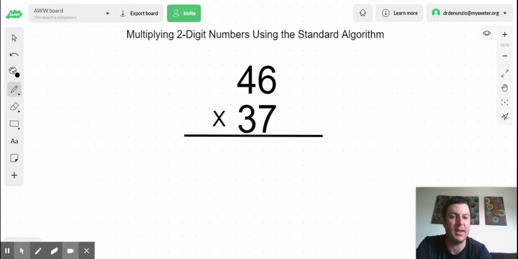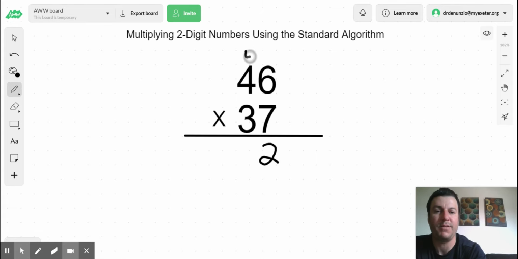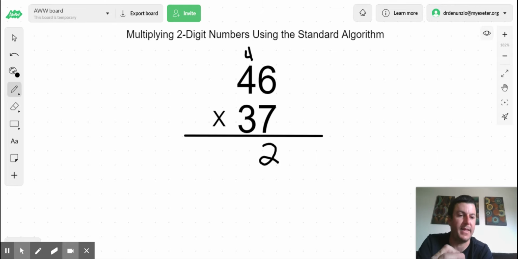Okay, so we're going to do 6 times 7. 6 times 7, of course, is 42. So we're going to put the 2 down here. And because we can't put the 4 down there right now, we're going to regroup. Remember, it used to be called carrying, now it's regrouping. So we're going to put that 4 above this 4 here. Okay? And we'll come back to that.